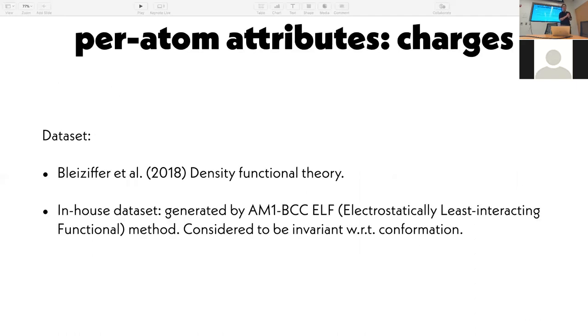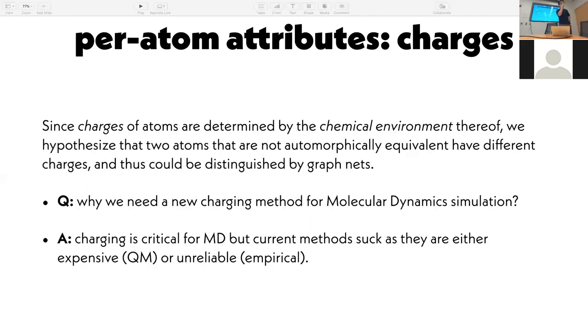All right, so let's talk about the applications first. Charge prediction. Charge is a very important parameter in the MD calculation because it determines the energy and all the forces in your MD calculation at each time step. And charges are usually predetermined at the beginning of the MD calculation and fixed during the entire course.